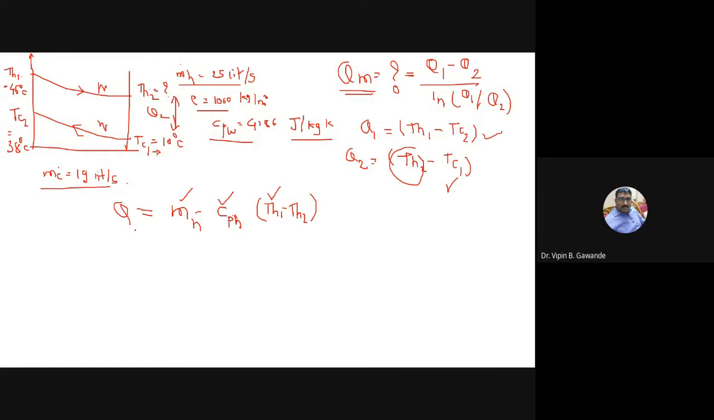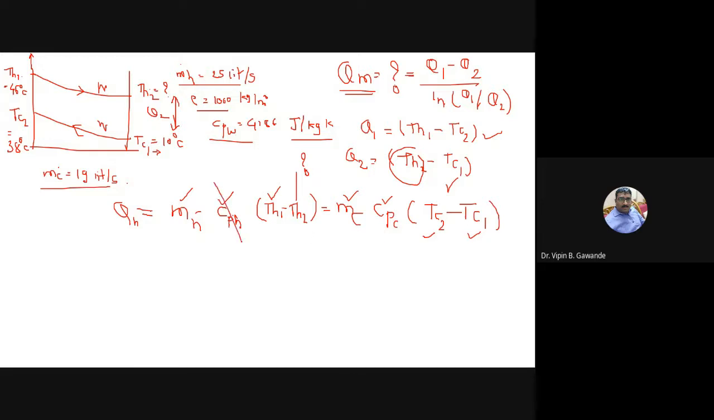What will we do? We will combine this hot fluid equation with the cold fluid, because heat absorbed is equal to heat rejected. That is the energy balance equation. So here we take MC, then CPC, and the temperature difference is TC2 minus TC1. This is the energy balance equation for the counter flow heat exchanger. MC is known, CPC is known, TC2 and TC1 are known, so the only unknown is TH2. We can calculate TH2 from this energy balance equation.